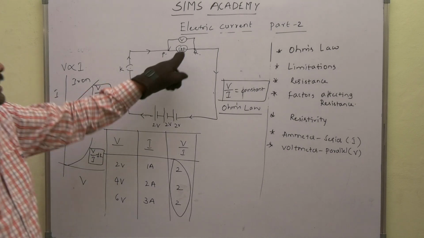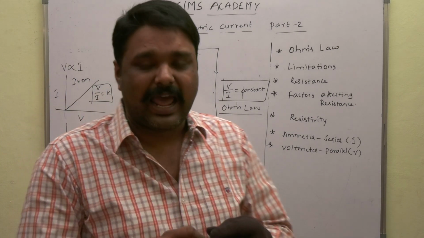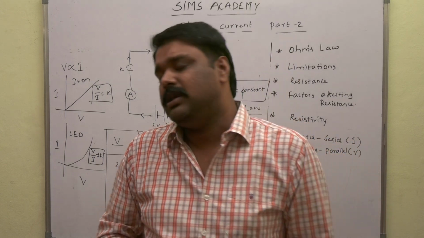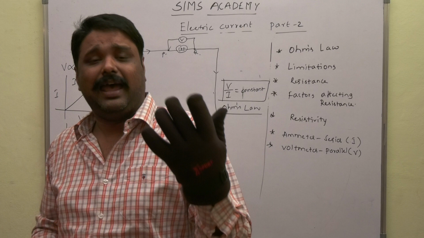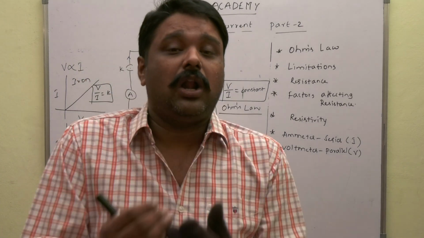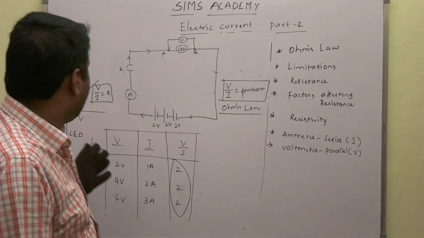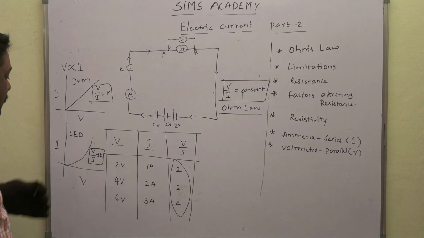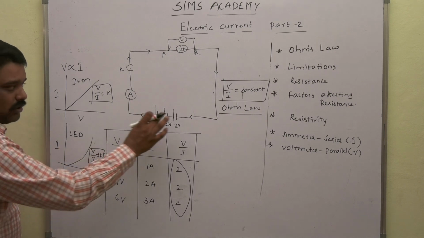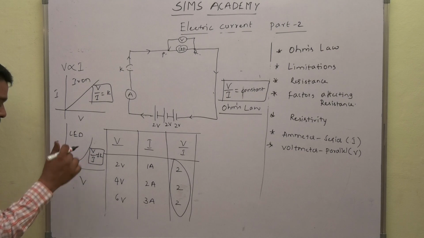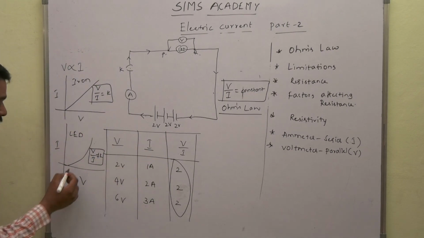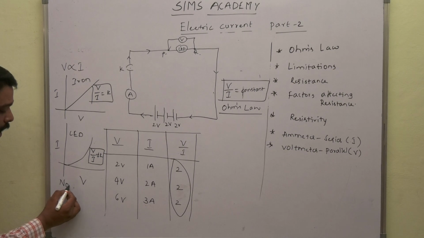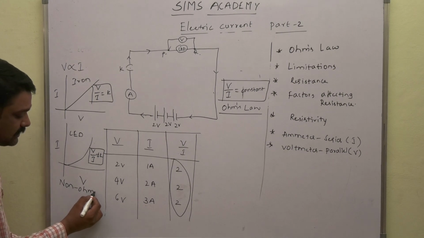That means these kinds of semiconductors like germanium, silicon and LED, of course it is made up of semiconductor devices, are not obeying Ohm's law. Hence we call them, these are conductors. Of course they conduct electricity. These are conductors, but they do not obey Ohm's law. Hence we say they are non-ohmic conductors.